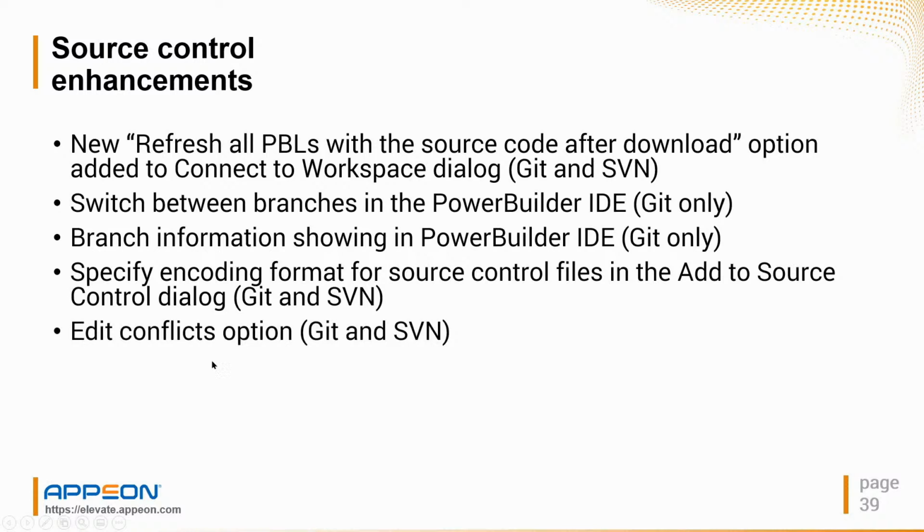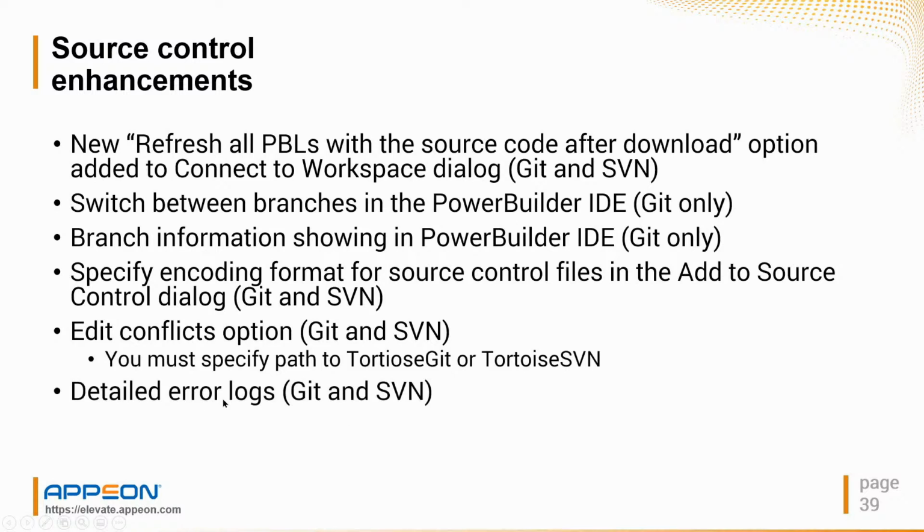There's an edit conflicts option. Remember, I was talking about merge conflicts a little bit earlier. Prior to R3, if you had a merge conflict, you had to go out to the file system and use a third-party tool to manually resolve the edit conflicts. You still have to essentially manually resolve them, but you can now do it directly from the PowerBuilder IDE. And you're still using a third-party tool. You're still using Tortoise Git or Tortoise SVN, but it's a lot simpler to do now.